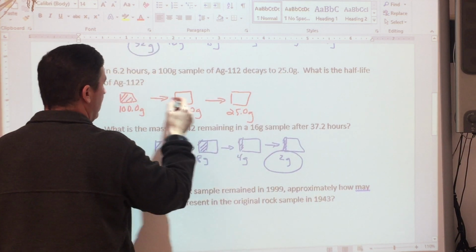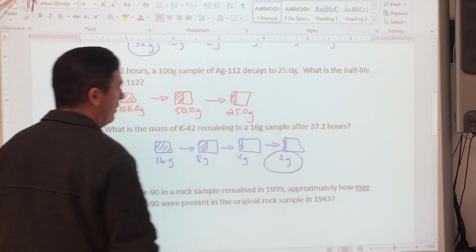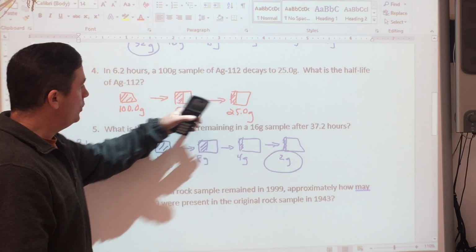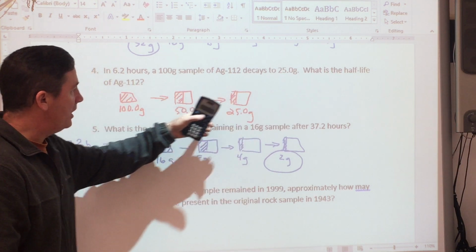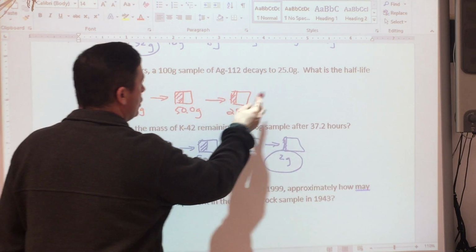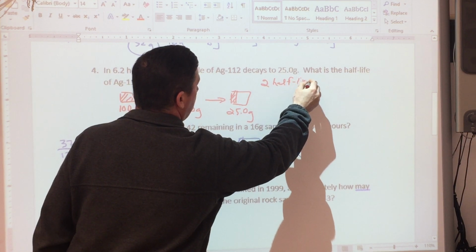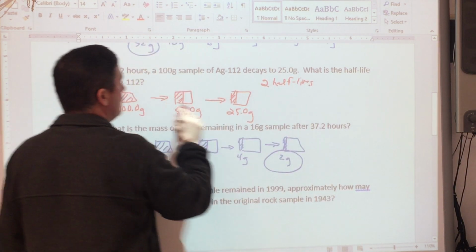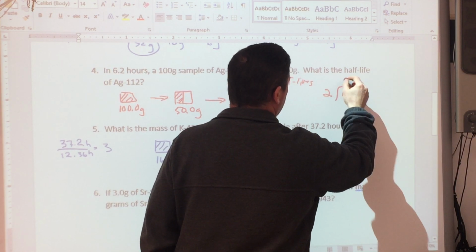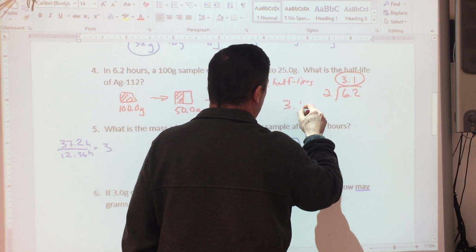This was all radioactive, this was half radioactive, this is a quarter radioactive. How many half-lives is that? 1, 2. Don't count the samples, count the arrows. Okay? So, if there were 2 half-lives over 6.2 hours, I just divide it then. 6.2 hours divided by 2. It's 3.1. So the answer is 3.1 hours.